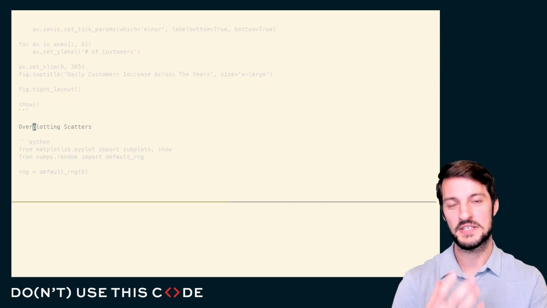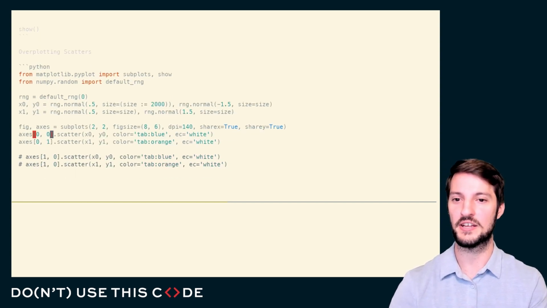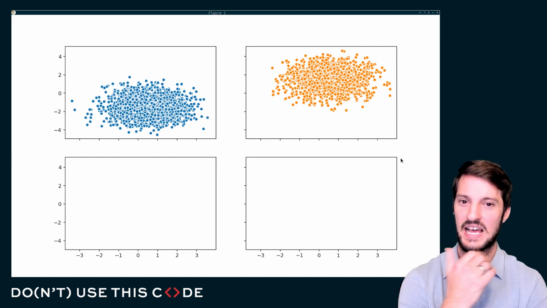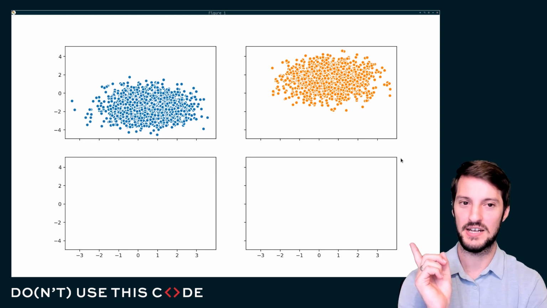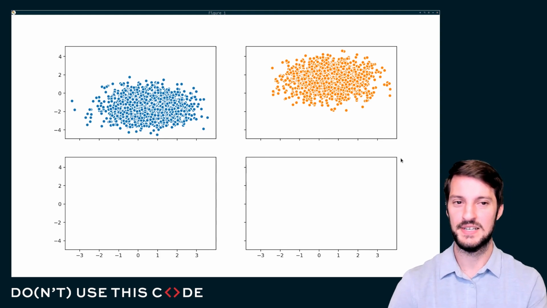But scatter plots actually have their own inherent problem when it comes to overplotting. You can see here that I've just sampled some data, and I have about, I think, 1,000 or 2,000 data points on the top left-hand plot, as well as 1,000 or 2,000 data points on the top right-hand plot.